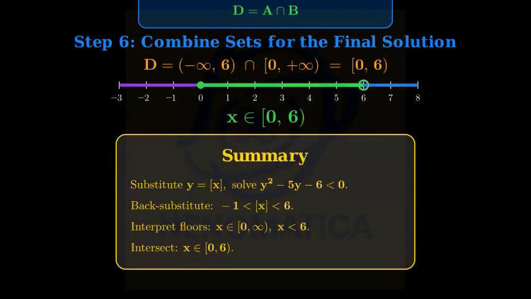Quick summary. We substituted y equals floor of x, factored and solved the quadratic inequality, back substituted to get negative 1 less than the floor of x less than 6, interpreted the floor bounds as x in 0 to infinity and x less than 6, and intersected to obtain the final solution, 0 to 6.